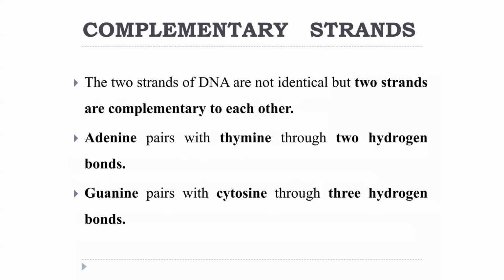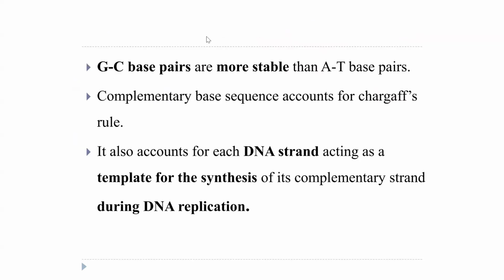If in one strand you have adenine, then in the other strand you have thymine, with two hydrogen bonds. Also at the same time, guanine pairs with cytosine. That is, if you have guanine in one strand, then the other strand will have cytosine, and it is through 3 hydrogen bonds.